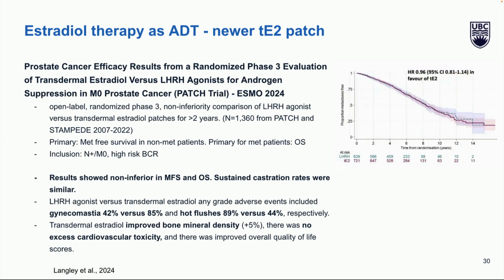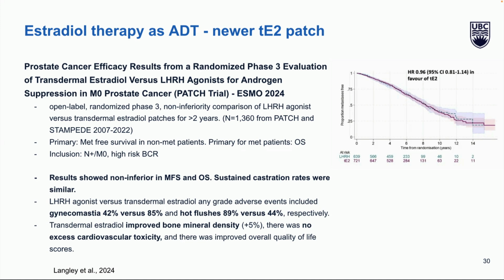Recently at ESMO in 2024, there were results of the PATCH study presented by the senior author, Ruth Langley. This was an open label randomized phase 3 trial, which aimed to determine non-inferiority compared to LHRH agonists in the setting of ADT-naive patients who were node positive, metastases negative, with a high risk of biochemical recurrence. These are patients that were also recruited either through the PATCH study or through the previous STAMPEDE trials.